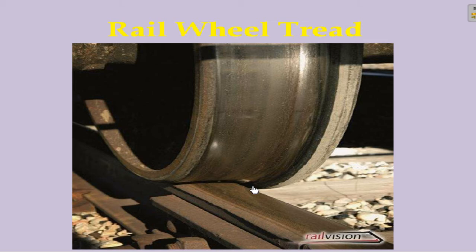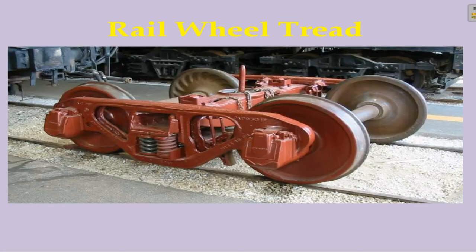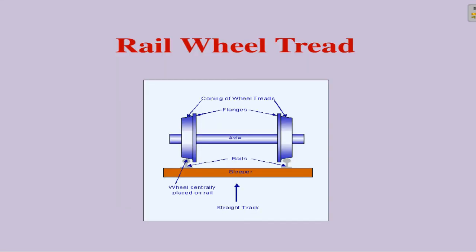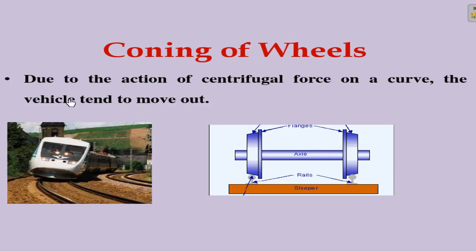If it has to encounter a curve, then what happens? The outer wheel portion will come closer to the rail, and then the movement happens. So I'll just explain it while showing the figure. This is again showing the rail wheel thread. I have already explained what it is. Now coming to the curves. Due to the action of centrifugal force, what happens on a curve? The vehicle tends to move out.